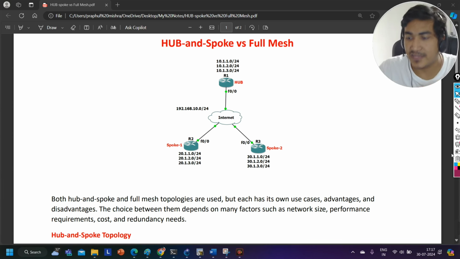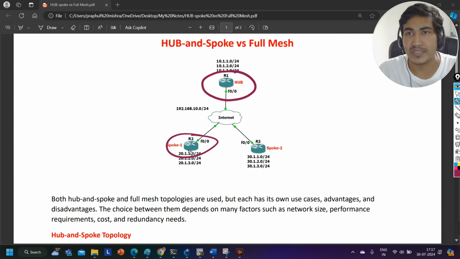See guys, on the screen, this is my topology. In my topology, I have three routers: router 1, router 2, router 3. You can assume router 1 is in India, router 2 is in US, and router 3 is in, let's say, Australia. And all these branches are connected together with the help of the internet.